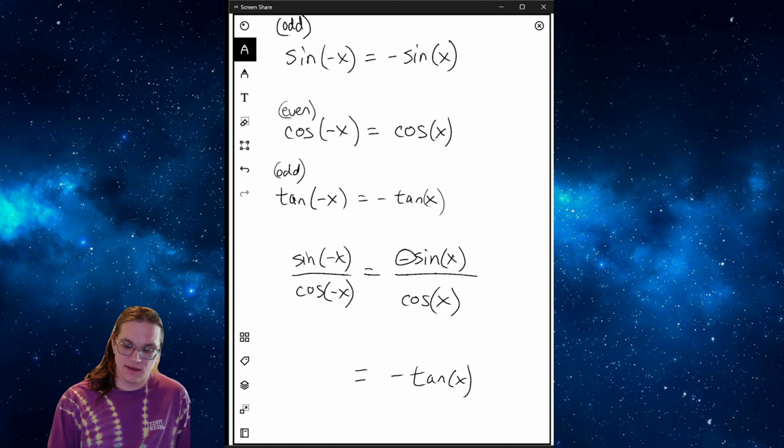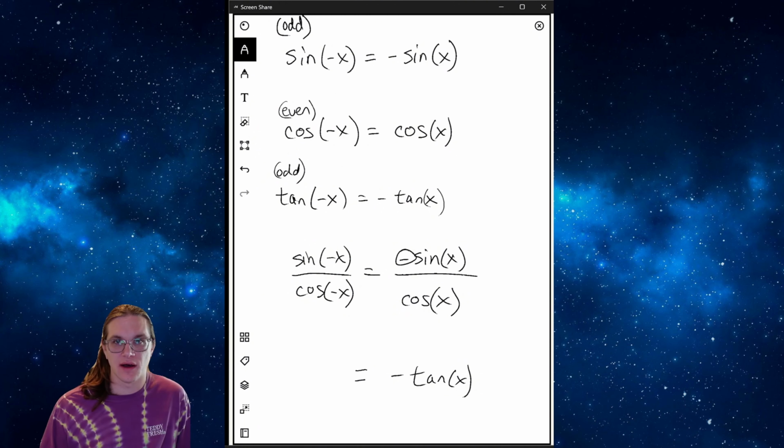So sine is odd, cosine is even. Tangent is sine over cosine, and an odd over an even function is going to give you an odd function.